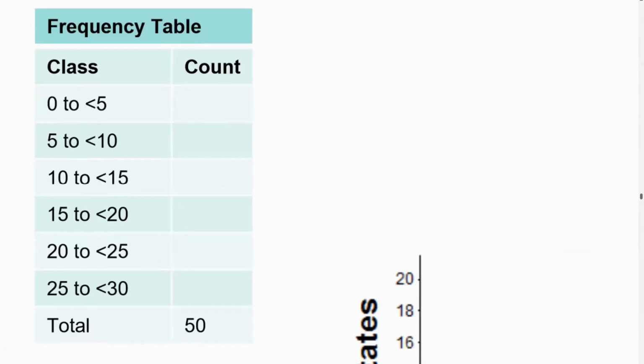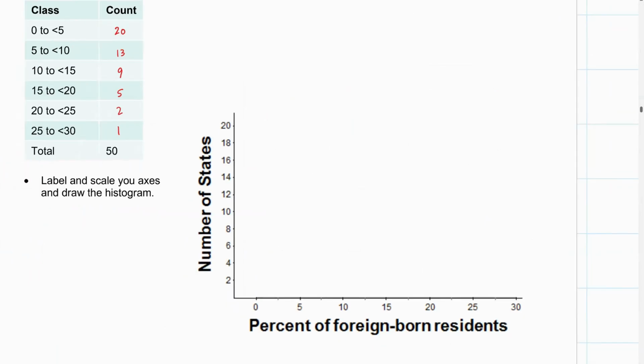One more time, 20, 13, 9, 5, 2, and 1. Okay, so we are now going to make histogram bars that are equal in width. So that first bar is going to run from 0 to 5. And this axis is for keeping track of the count, the number of states. Oh, that's pretty bad.